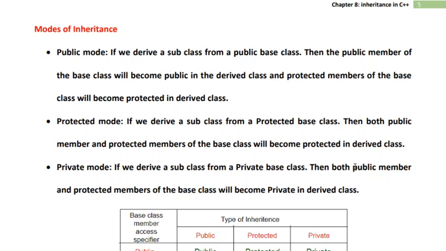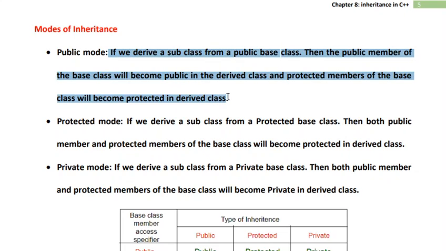Various modes of inheritance basically refer to the mechanism using which you can derive new classes. So you can have public mode, protected mode, and private mode of inheritance. Now, let us try to understand what is public mode of inheritance. If we derive a subclass from a public base class, please listen to me carefully, then the public members of the base class will become public in the derived class, and the protected members in the base class will become protected in the derived class.